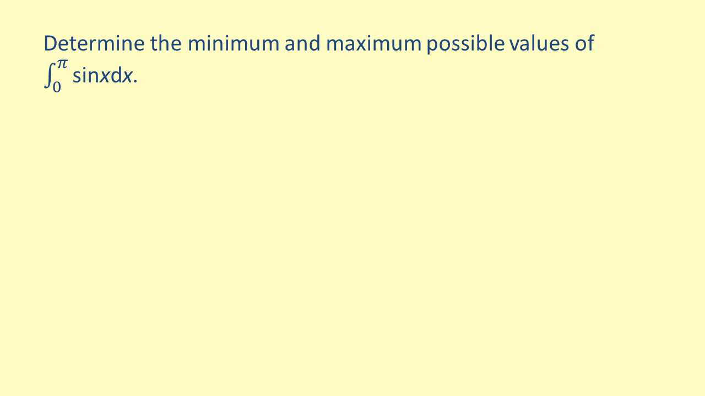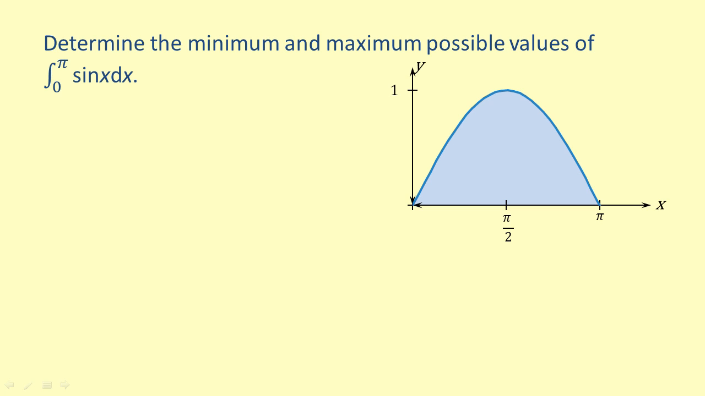We want to find the minimum and maximum possible values of the integral of sine x from 0 to pi. So let's first draw a picture of the graph to help us see what's going on. The integral is equal to the area of the shaded region in the graph.